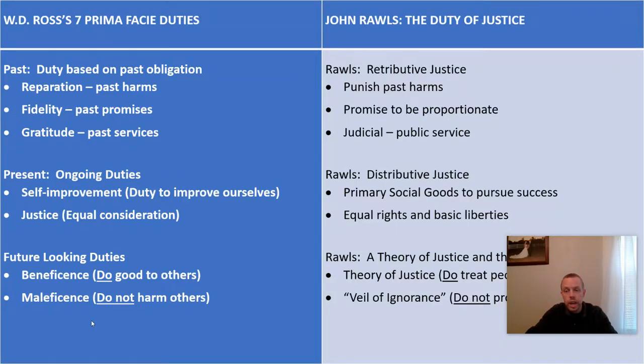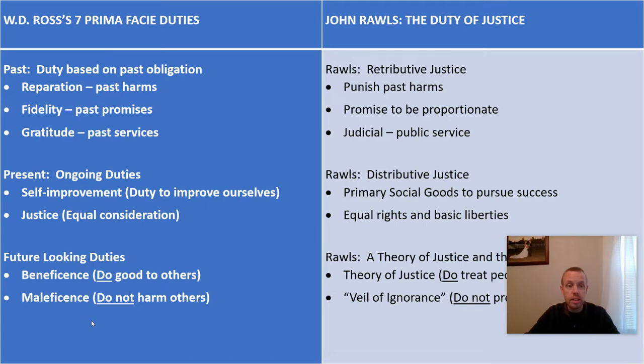Lastly, we have a look at past, present, and future. According to Ross's 7 prima facie duties and John Rawls, the duty of justice. From top to bottom, we have past, present, and future. Looking at Ross first, past duties would be based upon past obligations. And the 3 prima facie duties that seem to go along with past obligations for Ross would be reparation, fidelity, and gratitude. So reparation, trying to make up for past harms. Fidelity, staying true to past promises. Gratitude, staying faithful to past services.